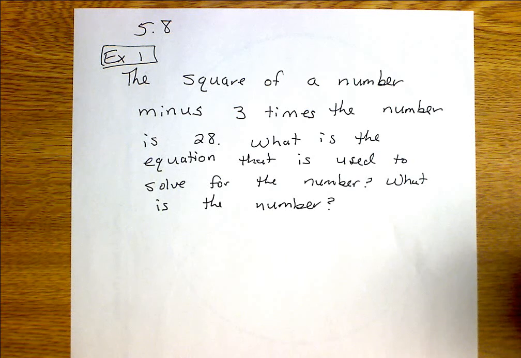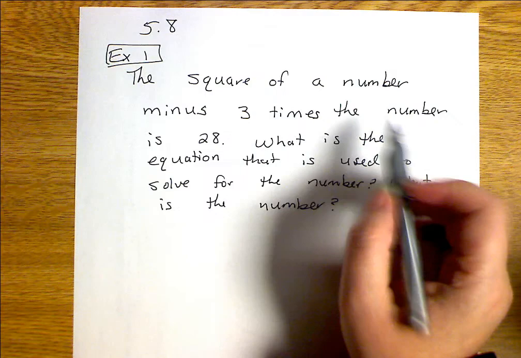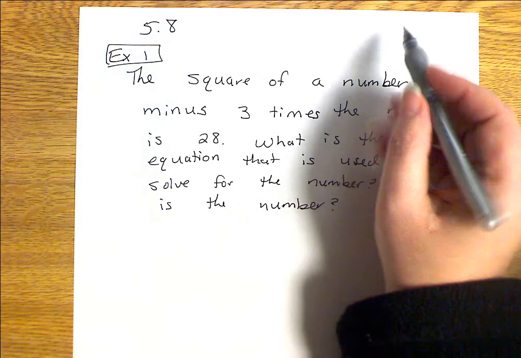So example 1, it says the square of a number minus 3 times the number is 28. First thing that they want to know is what is the equation used to solve for that number, and the second thing is what is that number. All right, so we are going to be setting stuff up like yesterday, and then we are going to solve it just like yesterday. All right, so first of all, we are going to call our number x.